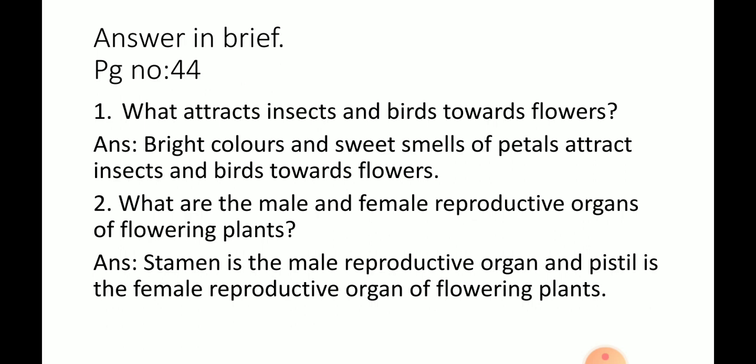What attracts insects and birds towards flowers? Bright colors and sweet smells of petals attract insects and birds towards flowers. What are the male and female reproductive organs of flowering plants? Stamen is the male reproductive organ and pistil is the female reproductive organ of flowering plants.